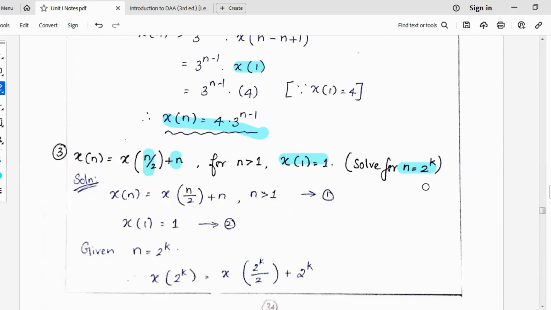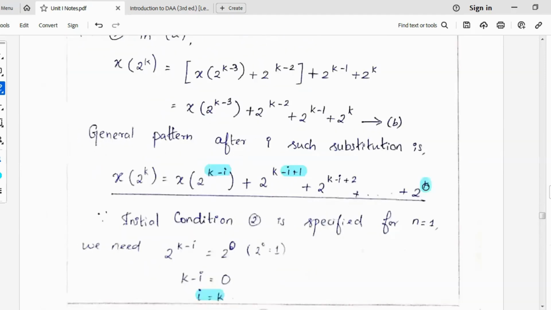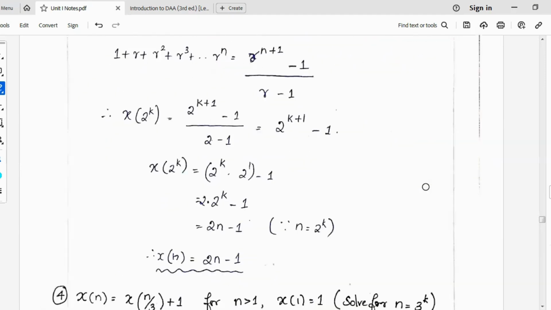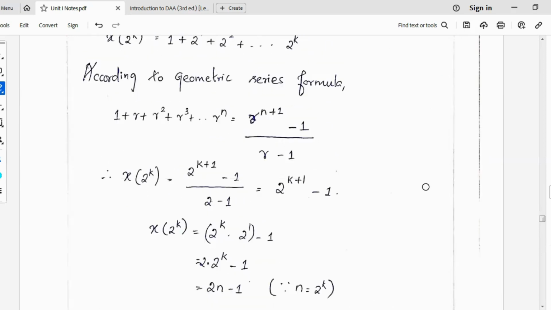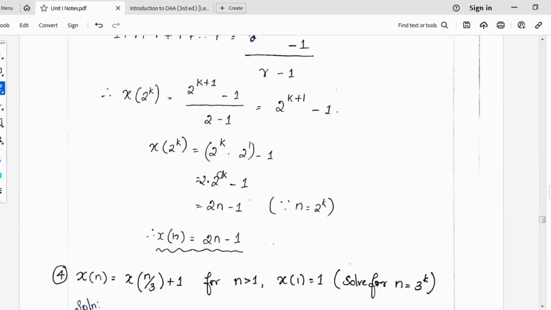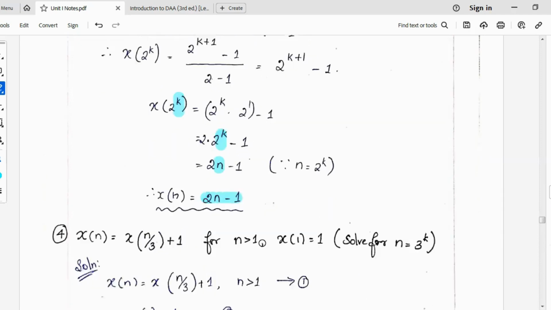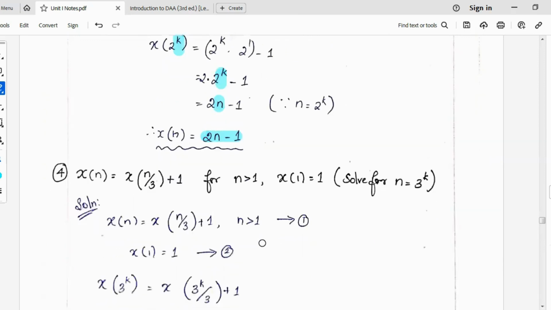So I am replacing the value 2 power k by n, so that I can find the complexity of this problem. Now x of n equals 2n minus 1. If I am telling the time complexity of this problem, I can say big O of n. Similarly, in this problem, they are giving n equal to 3 power k.